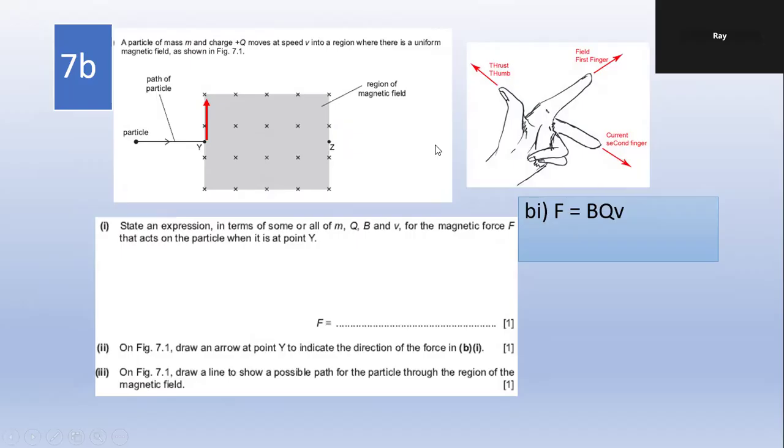On figure 7.1, draw a line to show the possible path for the particle through the region of the magnetic field. Remember, Cambridge likes to use line. Line can mean a curve. Curving upwards. Draw it to be a circle. You can use a 50-cent coin or a compass to draw. There's the center.